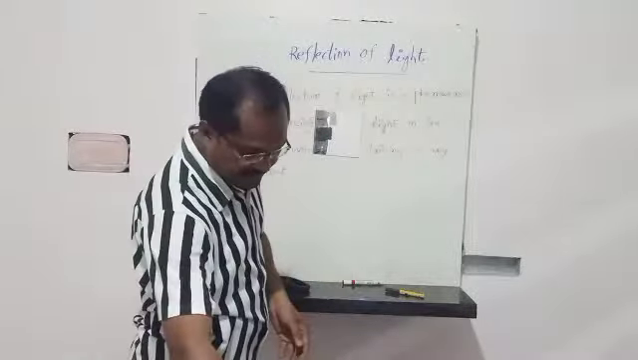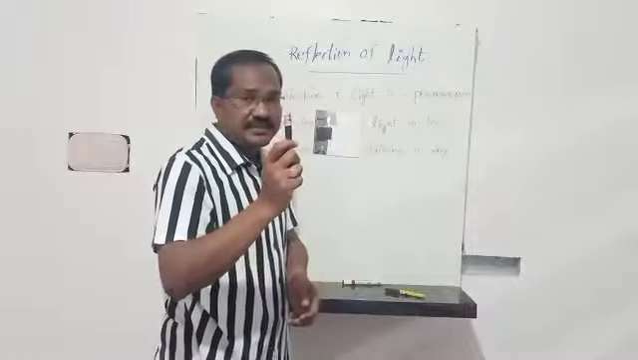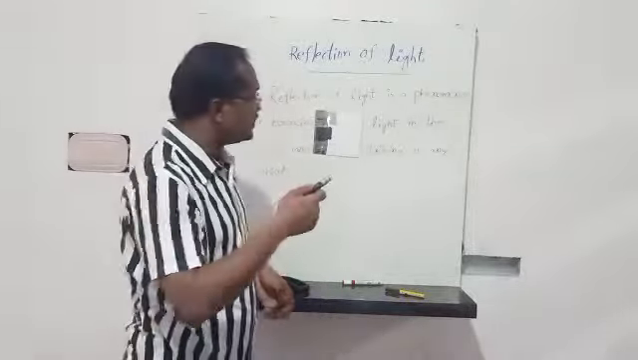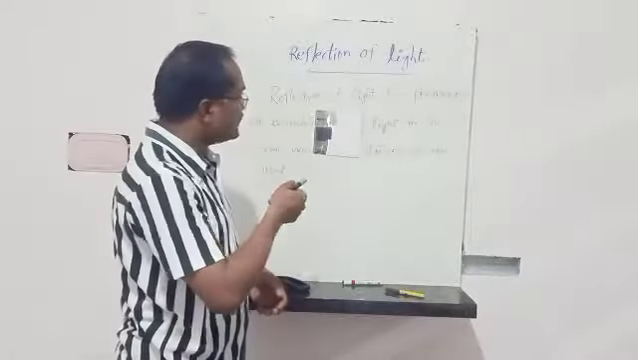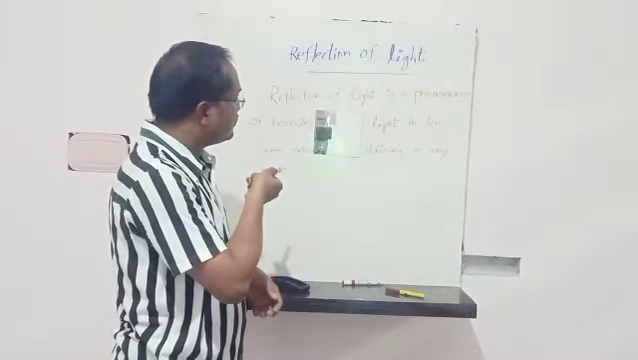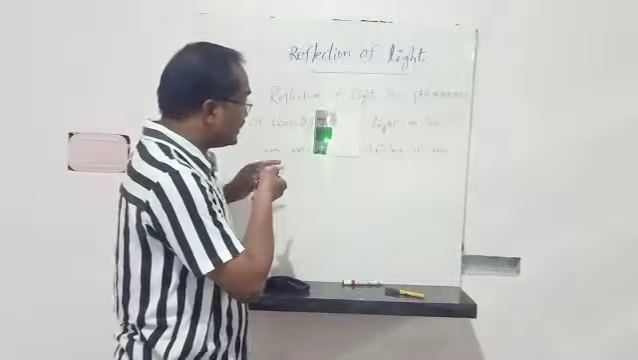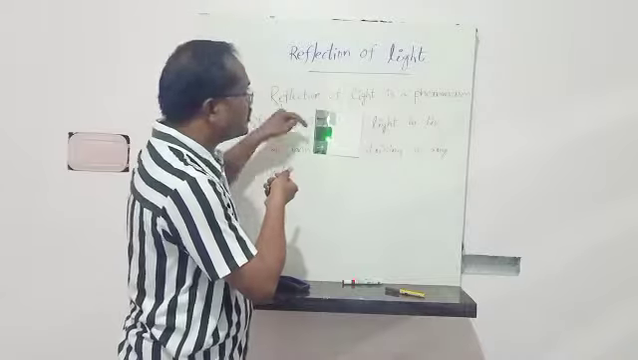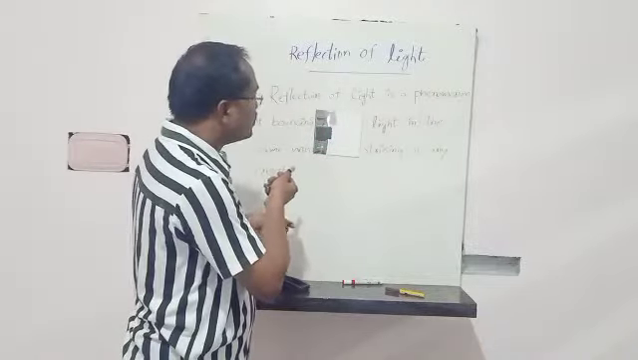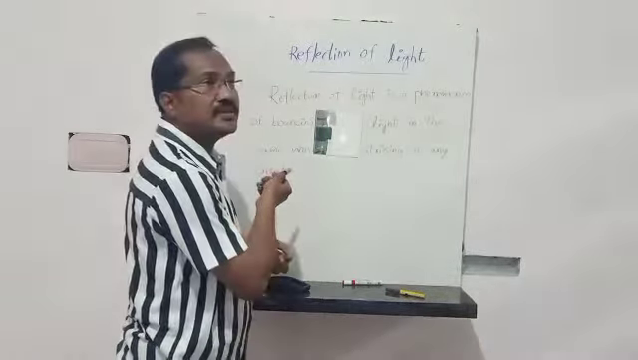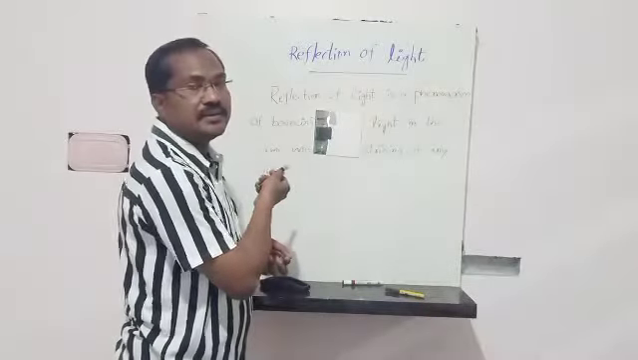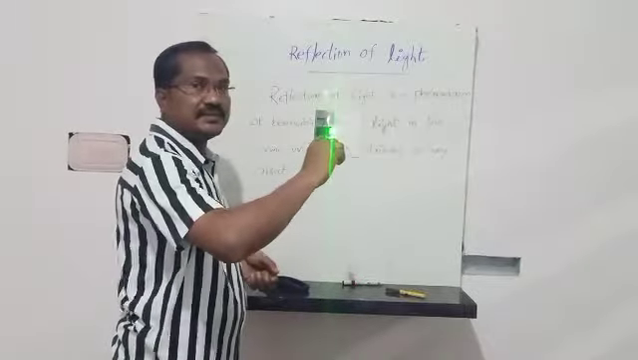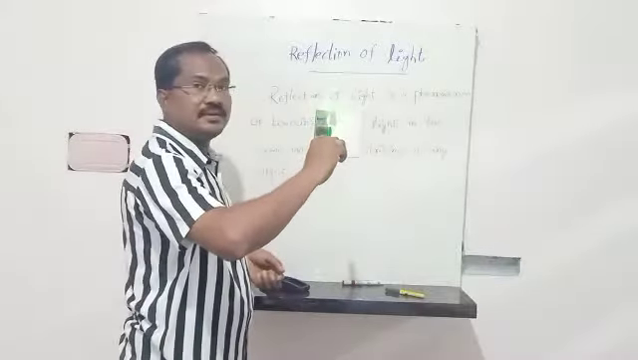Now I am taking a laser light. Now I am sending this light ray to the mirror. Look at what is happening. This light ray is reflecting and bouncing back. This is a bounce back of light rays. So this phenomenon is called reflection of light. Here, look, we can see the reflection of light.